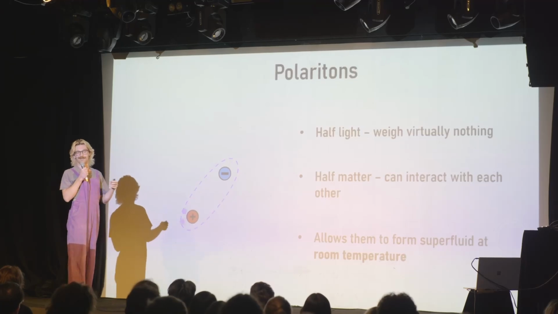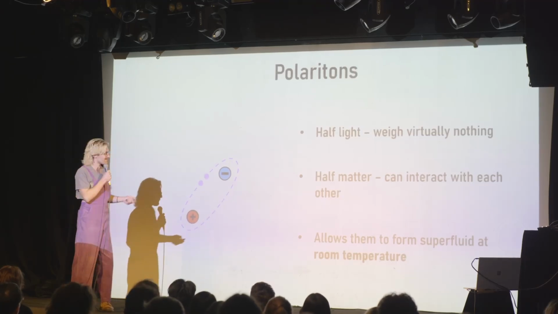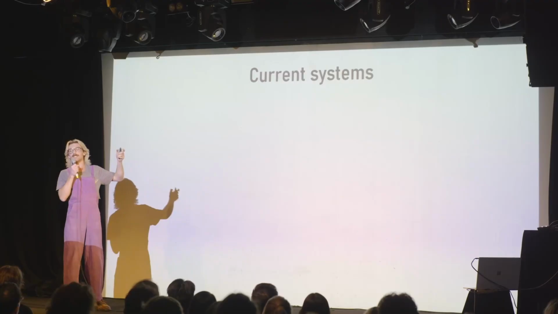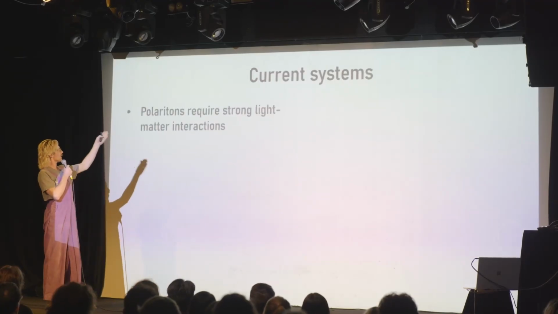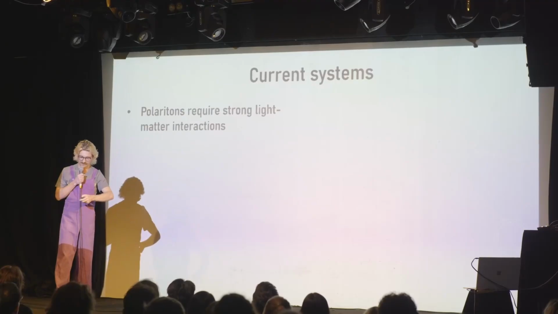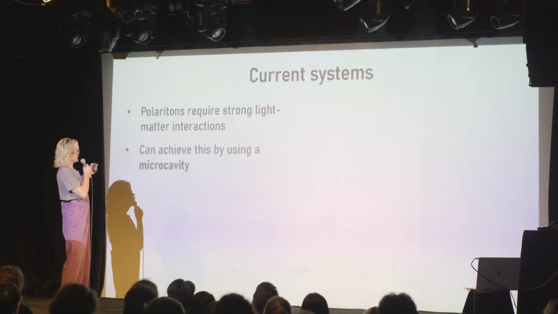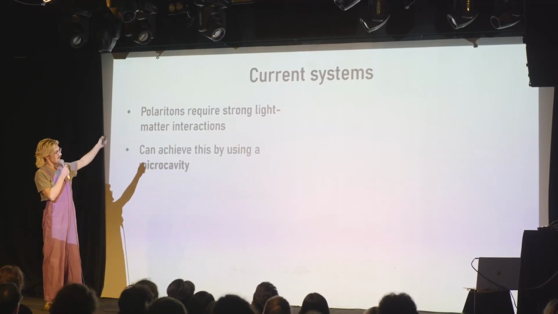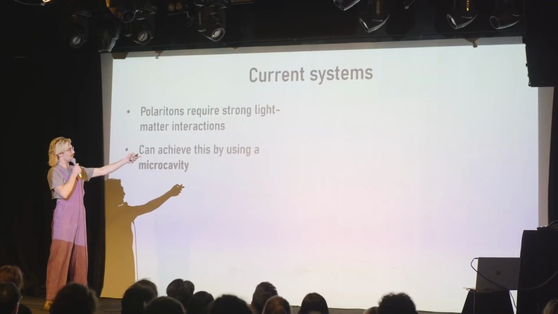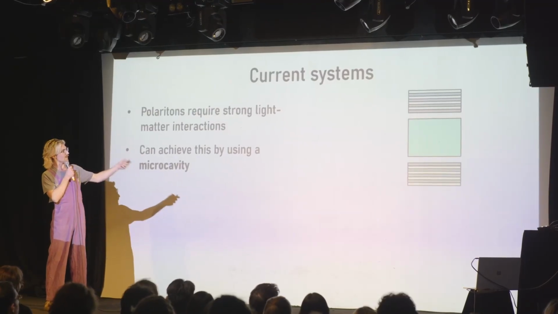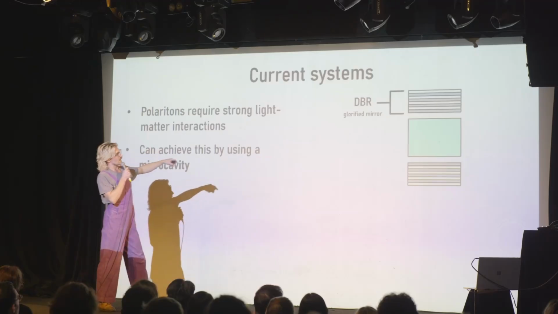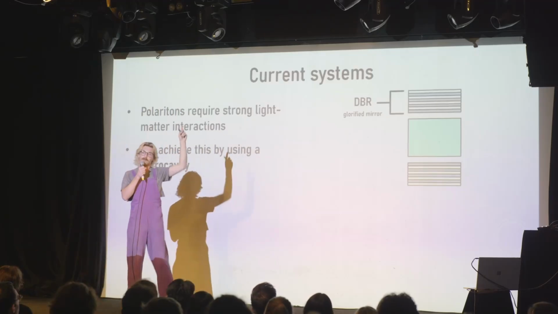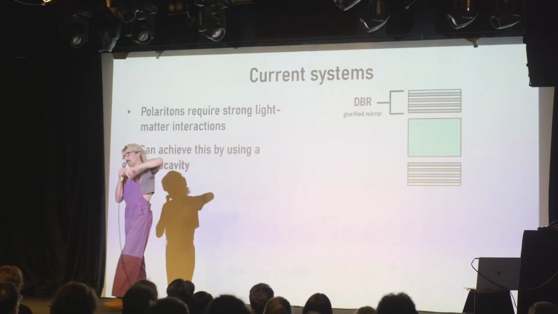And it turns out light and matter don't really like being smushed together all that much. So what you need is some system to form them. To say what I said, polaritons require strong light-matter interactions. And we use something known as a microcavity to achieve this. It's basically a little sandwich. We have this here, and you've got a DBR, which is essentially a glorified mirror. The whole idea is you'd have light coming in the top, and it would bounce back and forth, back and forth, back and forth.